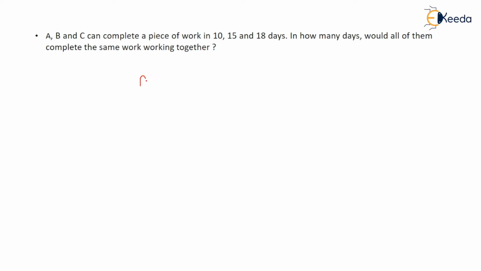So here you have to write A, that is the first person, B, that is the second person, and C, that is the third person. In how many days does A complete the work? He completes in 10 days. B completes the same work in 15 days. And C completes the same work in 18 days. So you have to think of a number which can be divided by 10, 15 and 18. Such a number that comes to my mind is 90. 90 is such a number which can be divided by 10, 15 as well as 18, right?